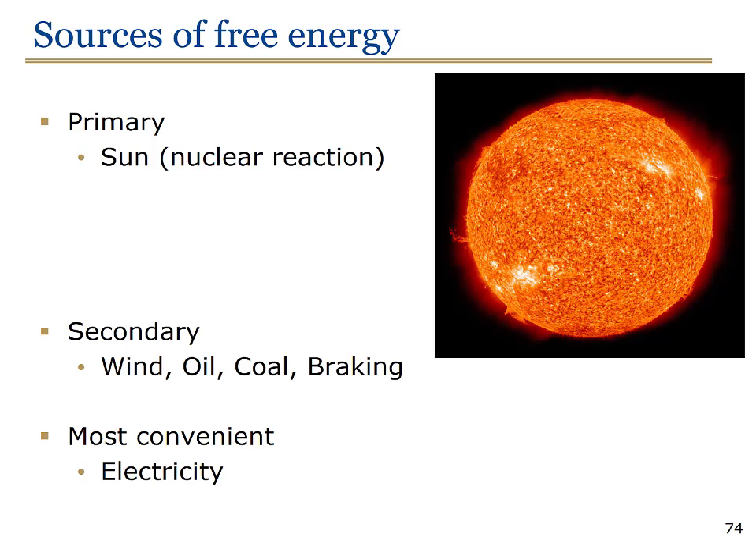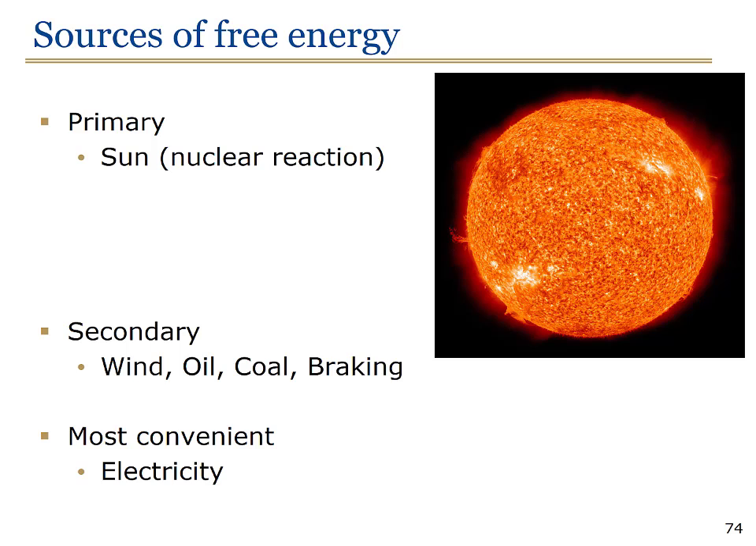The braking I mentioned is if you already spent some energy getting your car sped up, then you can use the energy when you brake and store it back into the battery if you have a hybrid car. Our most convenient energy is electricity, if you think about it. We can cook with it, we can heat our house with it, we can run our cell phones with it, we can light our room with it. We can basically do anything that we need with electricity. So that's the most convenient form.